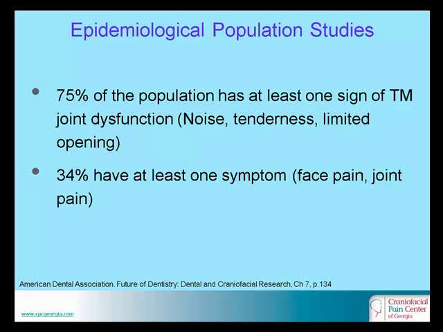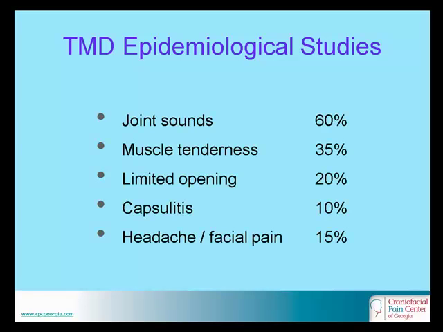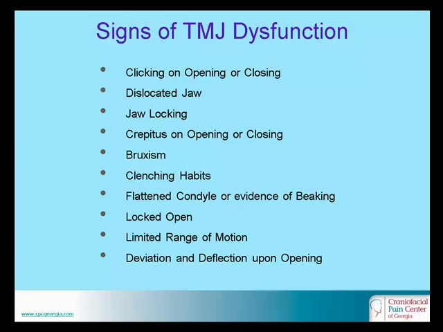And if you take a look at the ones that are symptomatic and you break that down even further, 60% have some degree of joint sound, probably indicative of an internal derangement. Then you've got the muscle tenderness if you were to palpate, limited opening if you were to check range of motion. If you were to palpate the lateral borders or the sides of the jaw joint, you'll find some capsular pain, and of course headache and facial pain. What's interesting, even though these numbers are the numbers in the literature, in our practice, the majority of our patients, greater than 50%, have headache and facial pain symptoms, and the others are scattered between the rest.